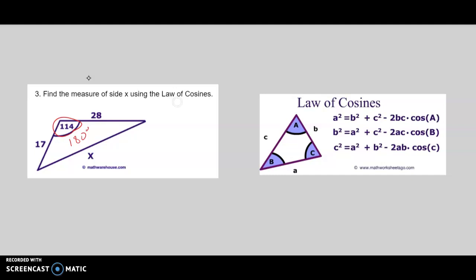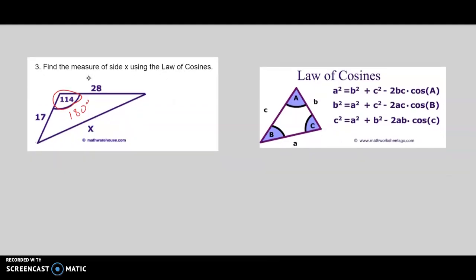I think generally on the test, that's probably the case. I don't think I'm going to give you any that require you to identify which one to use, but you should be able to do that. If not, just use some trial and error.